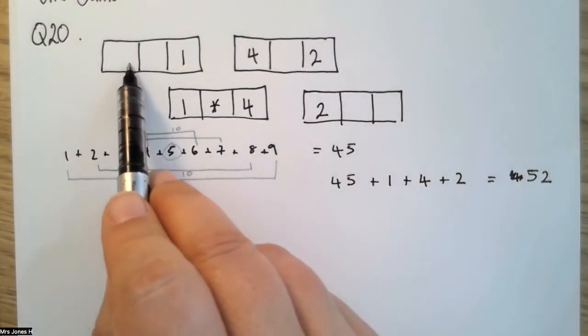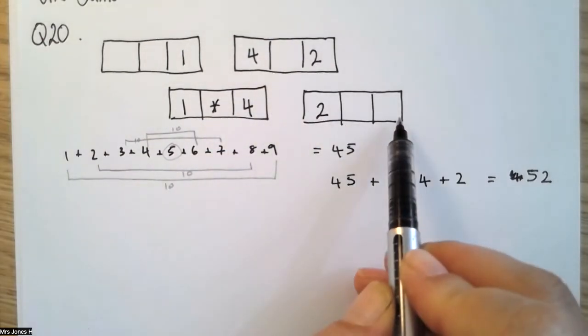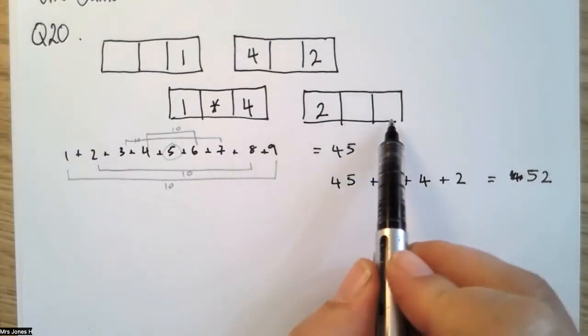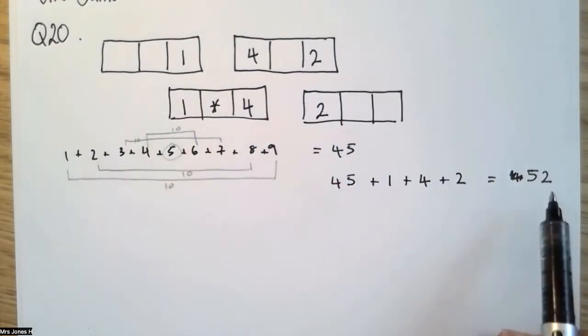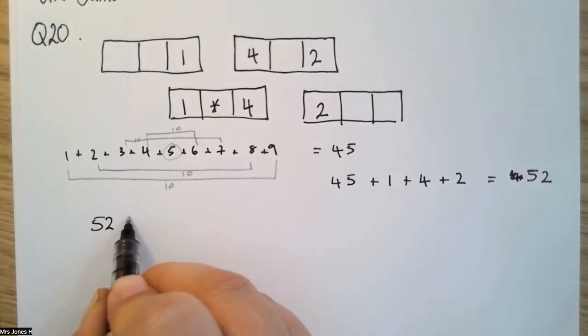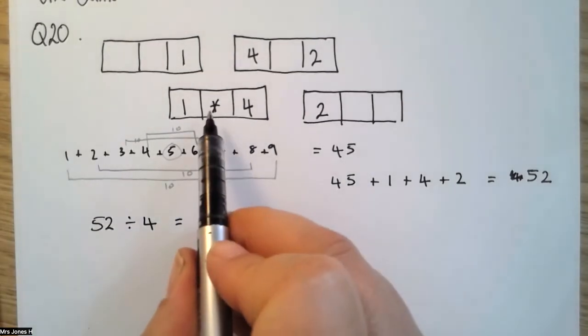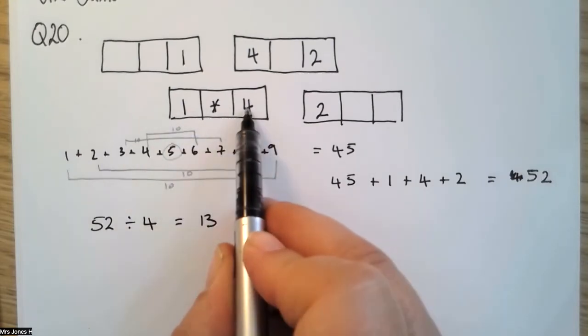52 is when you add this and this together. We know that each of these are going to be the same. So if we take 52 and divide it equally between 4, we get 13. So each of these rows of numbers is going to be 13.